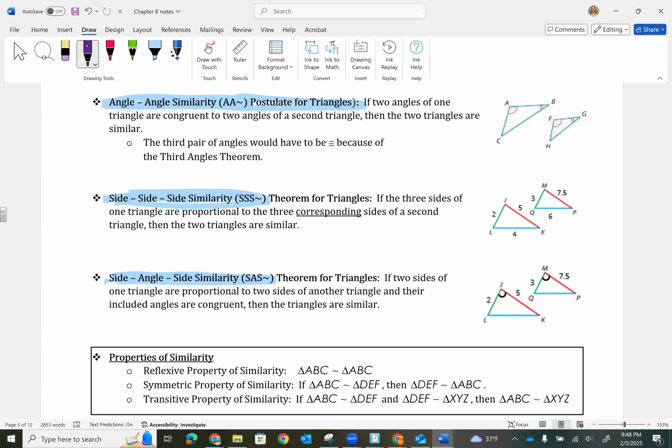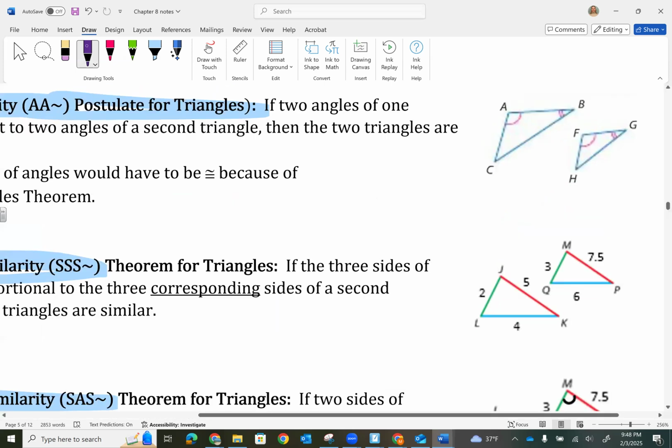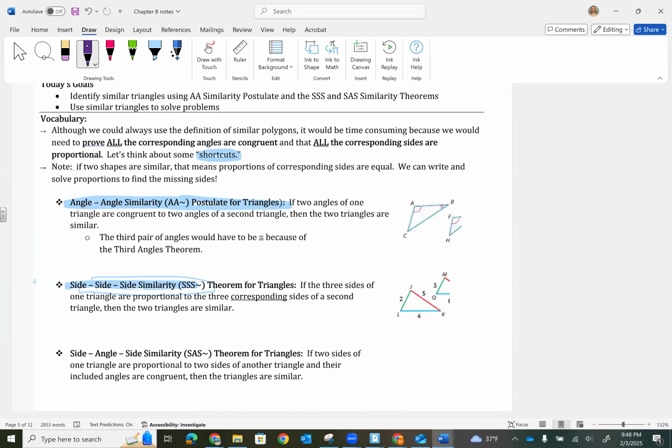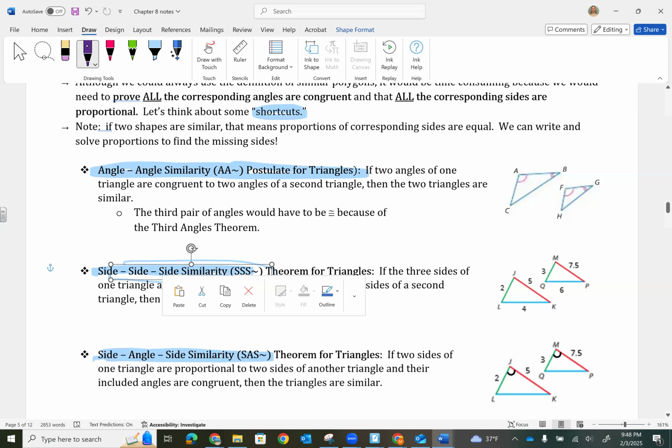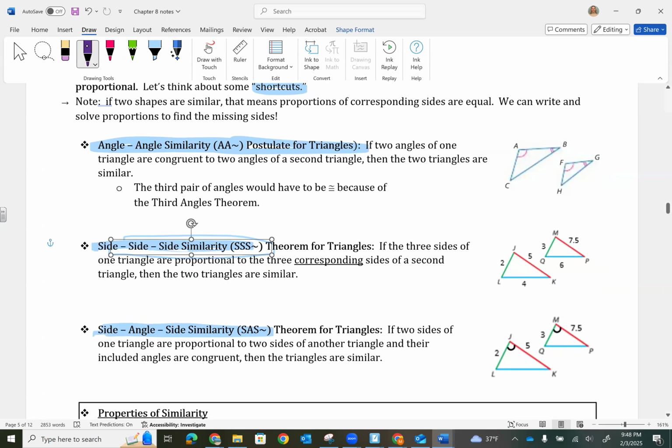And so over here, again, if two angles are congruent, well, the third angle is also going to be congruent. So basically, if two out of three angles are congruent, we know that the third angle will be congruent. And since the measure of the angles impacts the length of the sides, then we know the two triangles we're talking about will be proportional to each other. Okay. The third angles theorem tells us that if two out of three angles match, the third one will match as well.